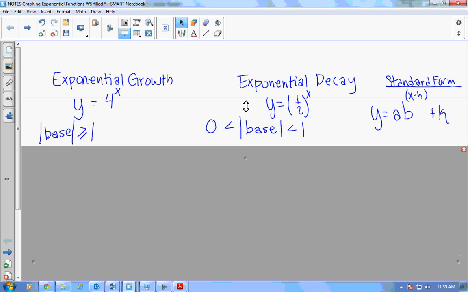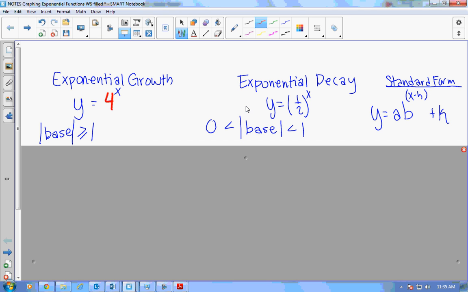So on the top or the bottom, I guess we have more room on the bottom. Write this, please. An example of an exponential growth is y equals 4 to the x. The base is like the cheerleader, the base holding up the exponent. So in this case, the base is 4. Since 4 is greater than or equal to 1, it's going to be a growth. And we look at the absolute value of the base, if it's greater than or equal to 1.